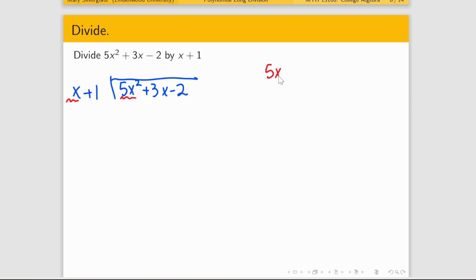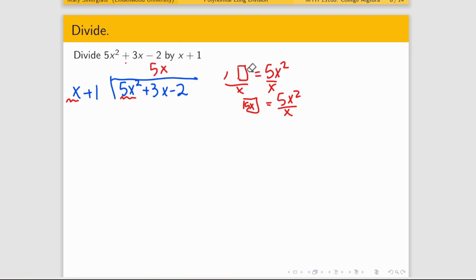And for our first step, we want to ask ourselves, x goes into 5x squared how many times, which is equivalent to saying x times what will give me 5x squared. So a lot of times if people can't visualize that, the way they actually think about that is you do 5x squared divided by x. Well, 5x squared divided by x leaves me with 5x, and x times 5x is indeed 5x squared. So that's actually my first result here.